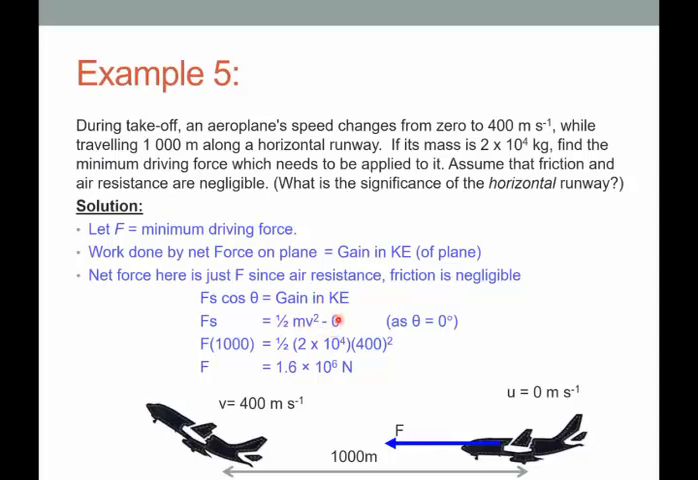Also, you are told that the aeroplane starts from rest, so the initial kinetic energy is 0. So Fs is equal just to half mv squared. Substituting in all the quantities that are given in the question, you can solve for F equal to 1.6 times 10 to the power of 6 newtons.